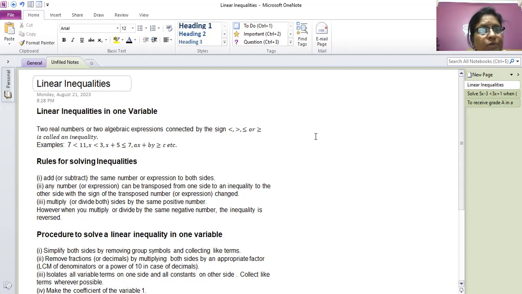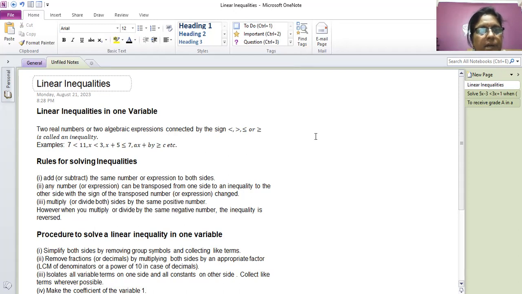Now let us learn the rules for solving inequalities. The rules for solving inequalities are almost the same as for linear equations, except for one or two. Rule one: you can add or subtract the same number or expression to both sides. Rule two: any number or expression can be transposed from one side of an inequality to the other side with its sign changed. That means if you move an expression from left to right, its sign will be changed.